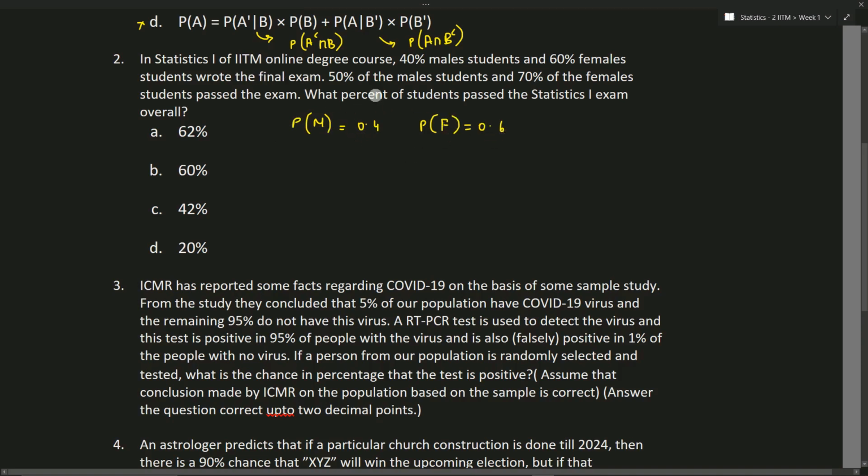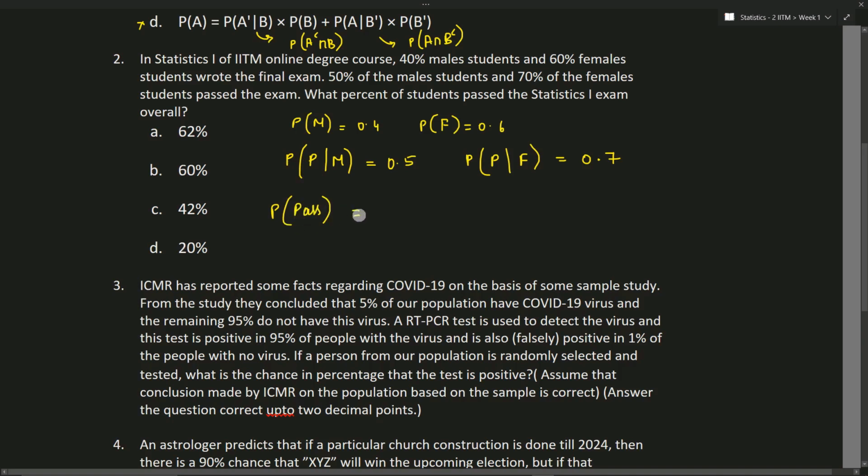Okay, so 50% of the male students and 70% of the female students have passed the exam. This can be written as probability of pass given that he is a male is 0.5, as well as probability that a student has passed provided that the student is female is 0.7. They have asked us to find probability of pass. So if we choose a random student from the students of IIT Madras Online program, what is the probability that the student passed?